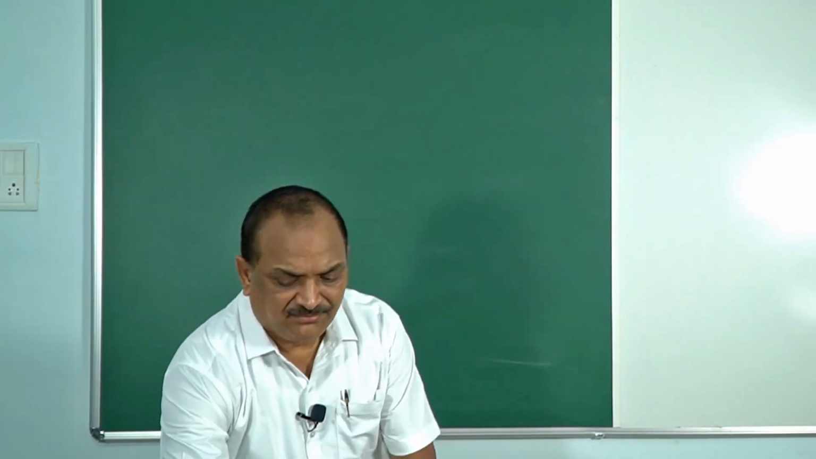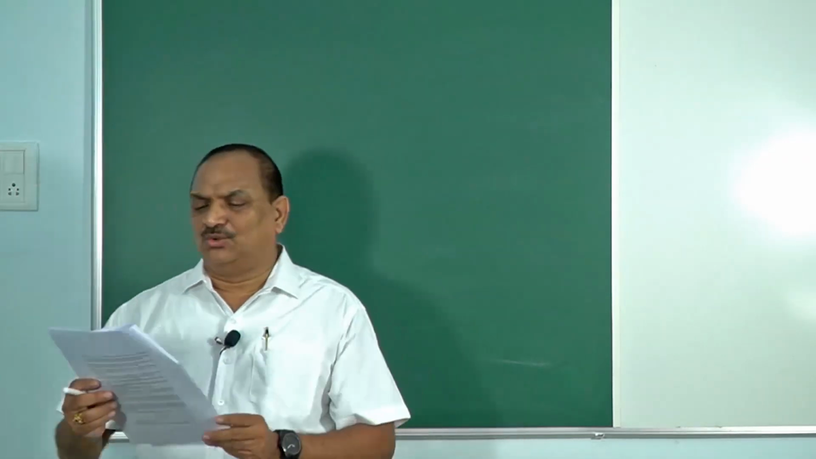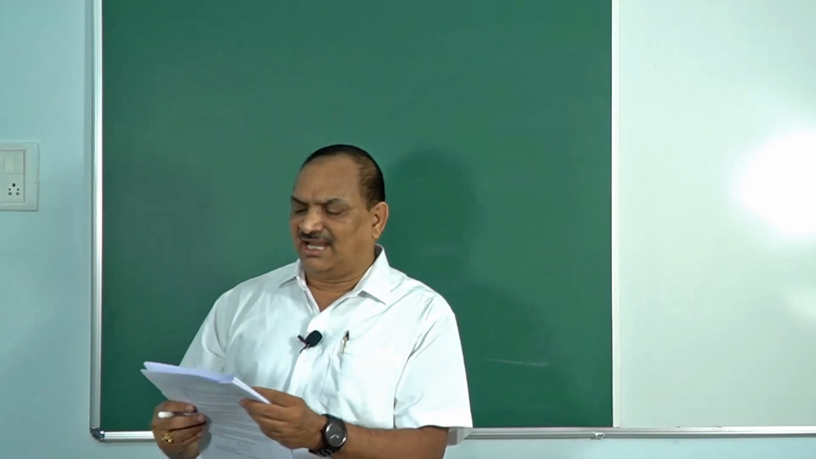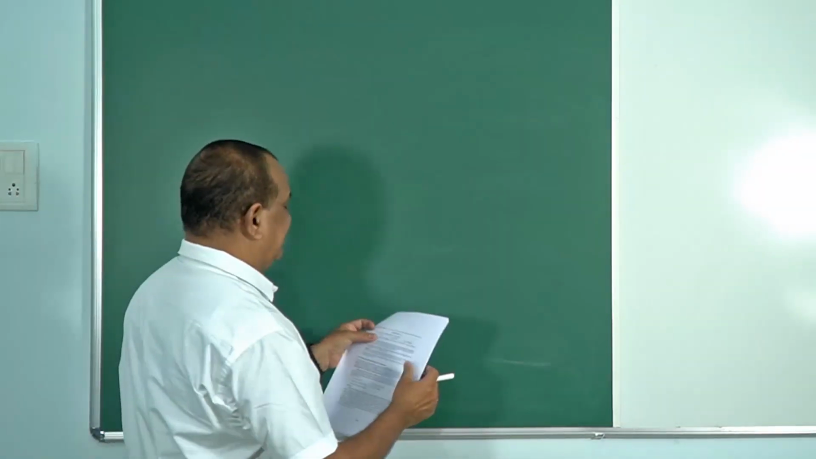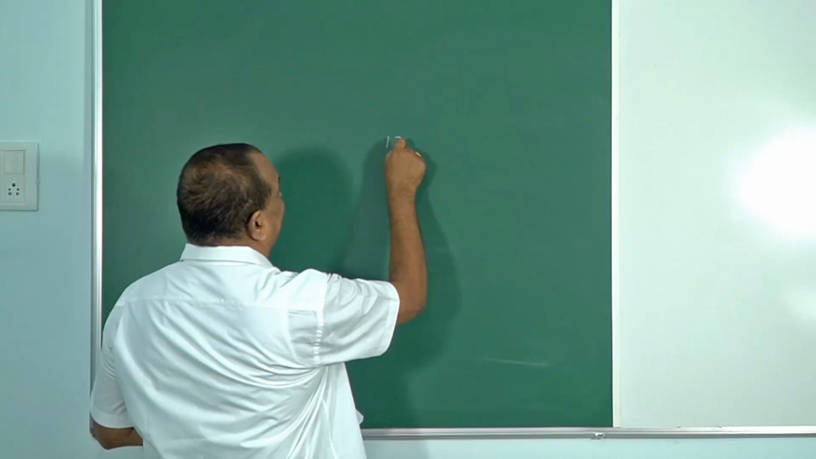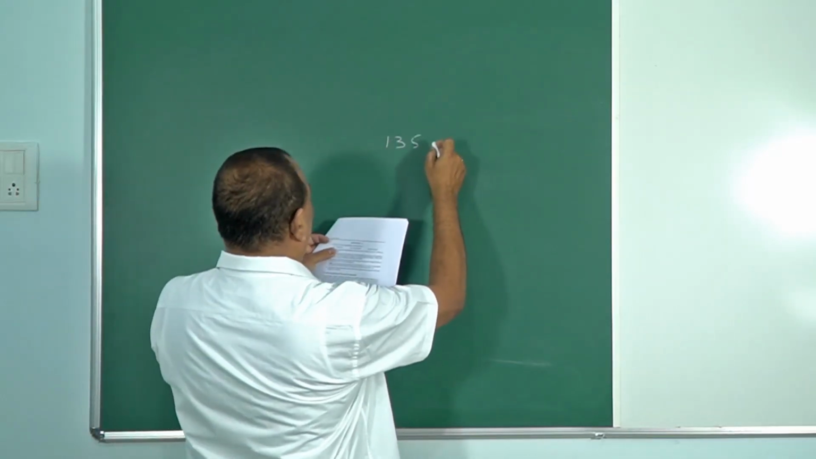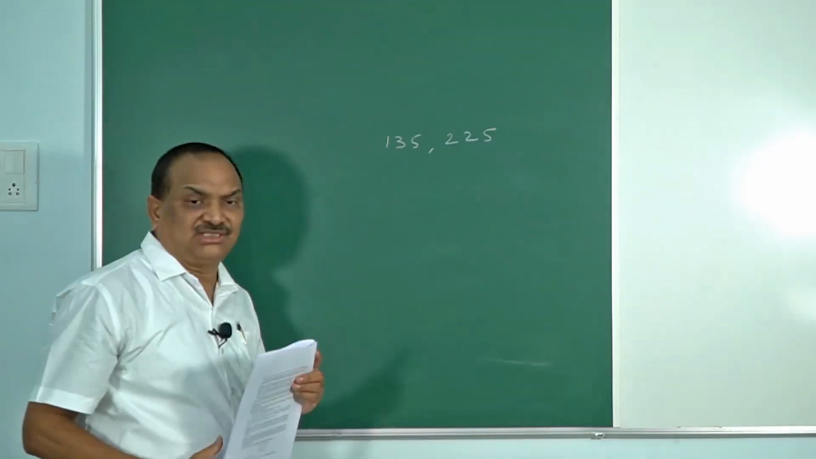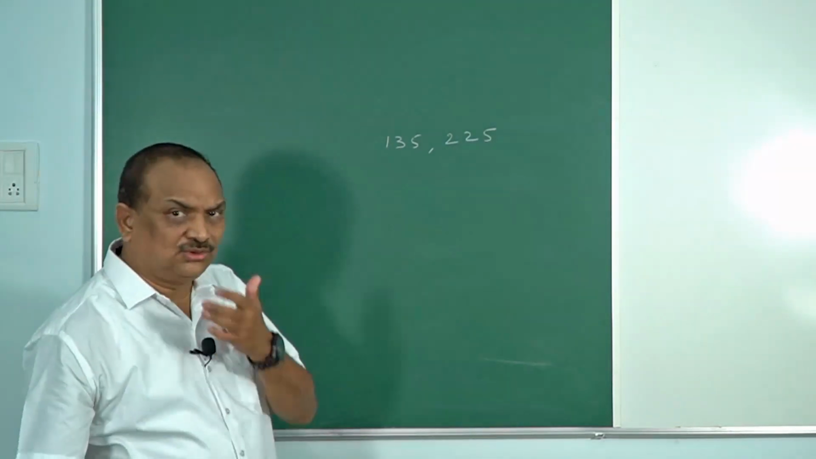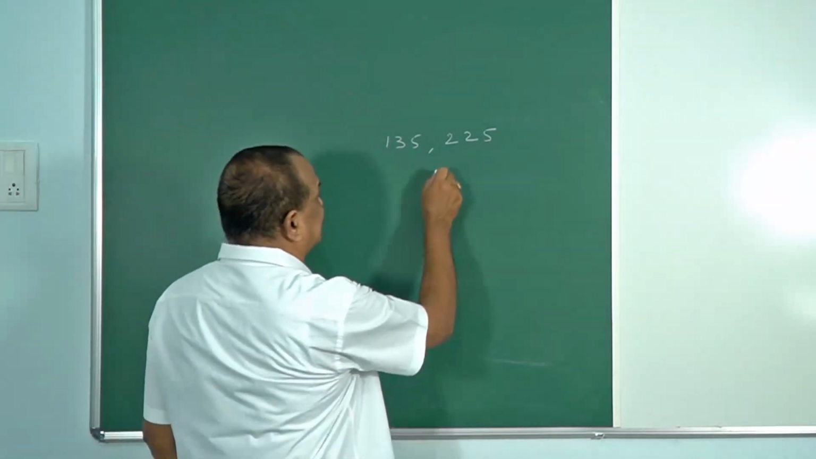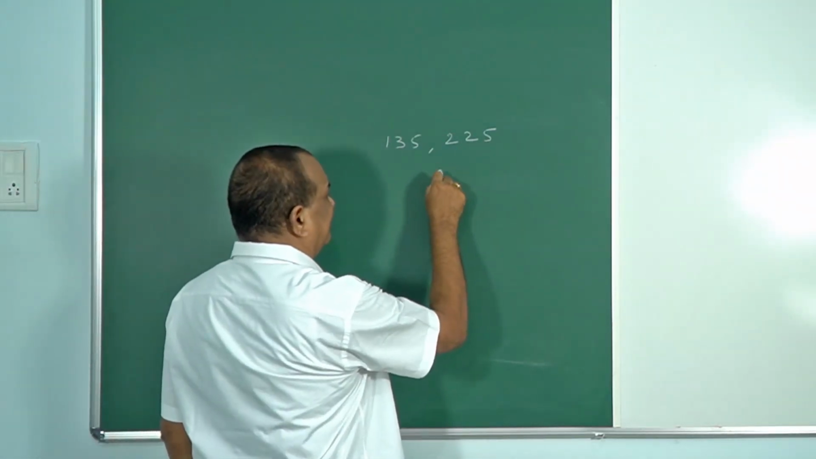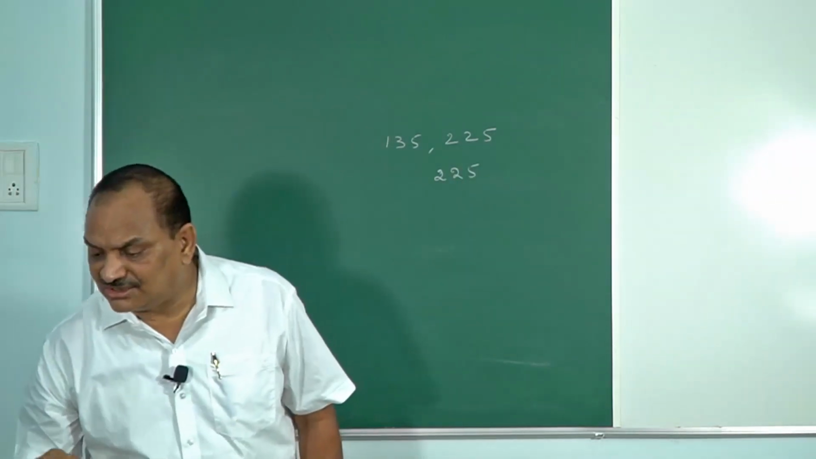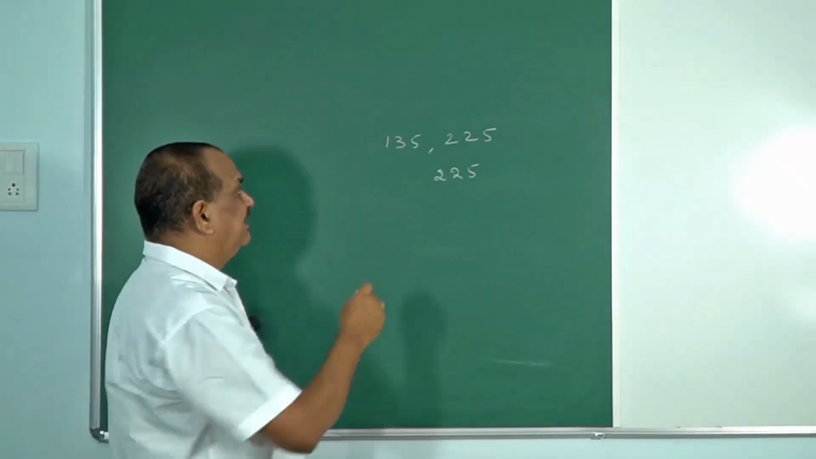Now let us take a problem using Euclid's division algorithm. Find the HCF of two numbers. Say one number is 135 and the second number is 225. This is an easy proposition, and we use the division method for this one. We have to find out the HCF of these two numbers using the division method.